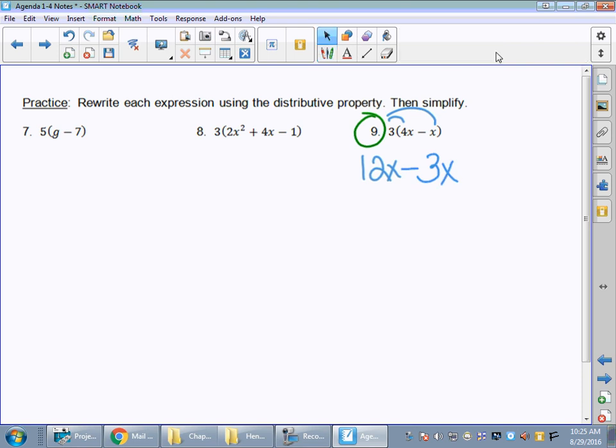And now I'm going to ask you if there are like terms. Can I combine these two guys? 12x minus 3x. What is simplest form for this? 9x. You may be thinking to yourself, could I have just done the parentheses first? 4x minus x? You could have. It did say to use the distributive property. That's why I didn't even mention it until now. But you would get the same answer. You're just looking ahead a little bit.